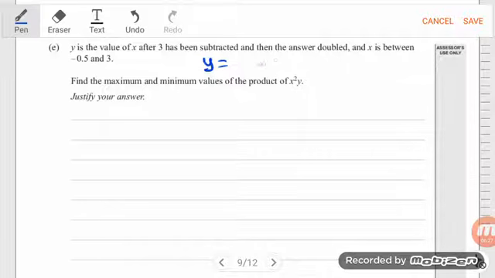x after 3 has been subtracted. So 3 has been subtracted from x. And then the answer doubled. Okay, so that has to be that first, then multiply by 2. And x is between negative 0.5, negative a half, and 3. Okay. Find the minimum and maximum values of the product, x squared y.